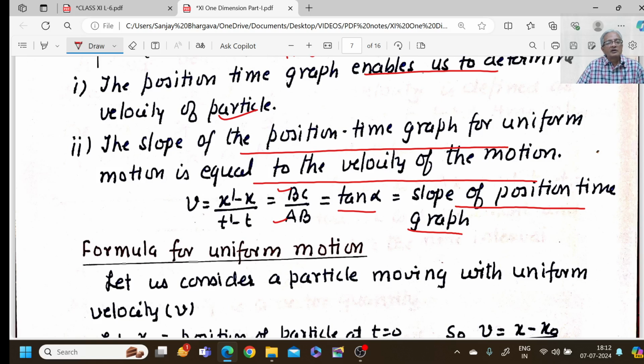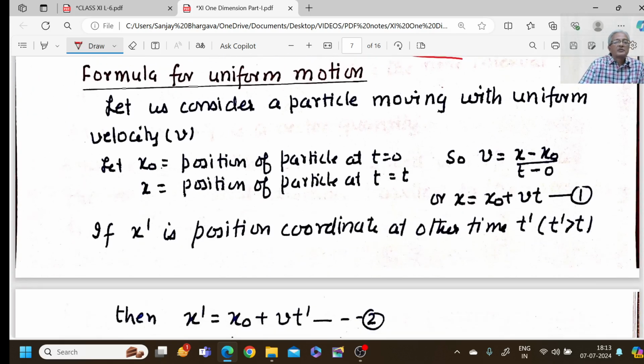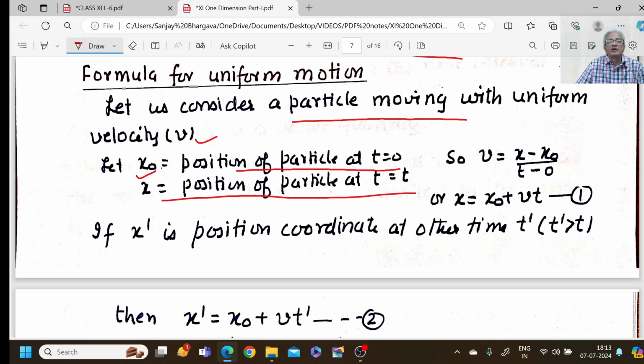Now we are moving to study different formulas related with uniform motion. Let us consider a particle moving with uniform velocity v. Let x0 be the position of the particle at time t is equal to 0, and x be the position of the particle at the time t is equal to t. So v would be equal to x minus x0 upon t minus 0. Rearranging, I can write x is equal to x0 plus vt. Let this be equation number 1.